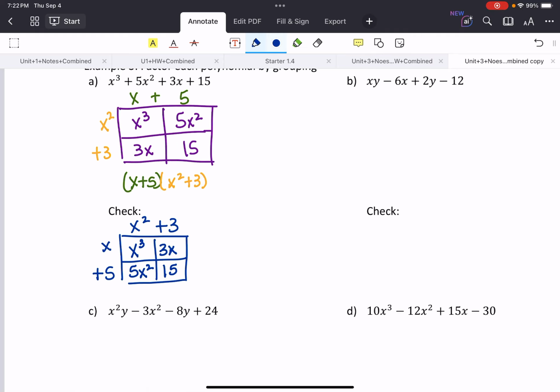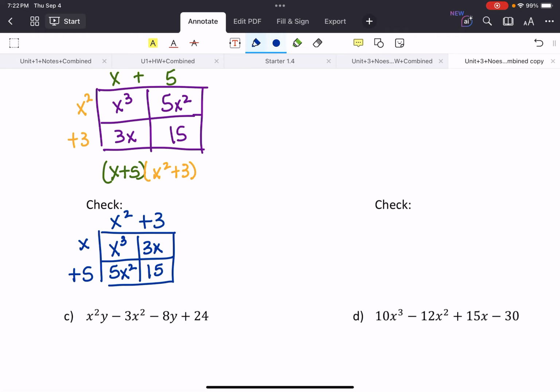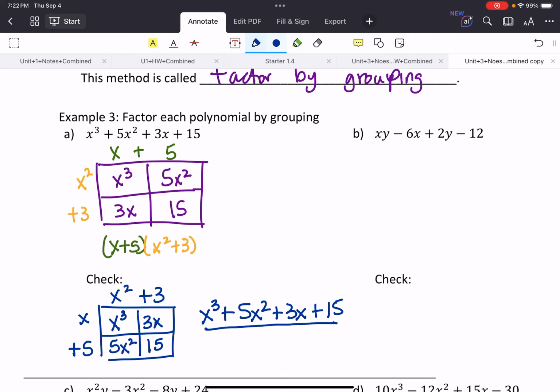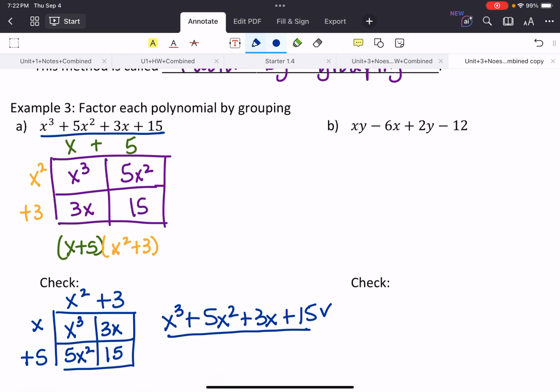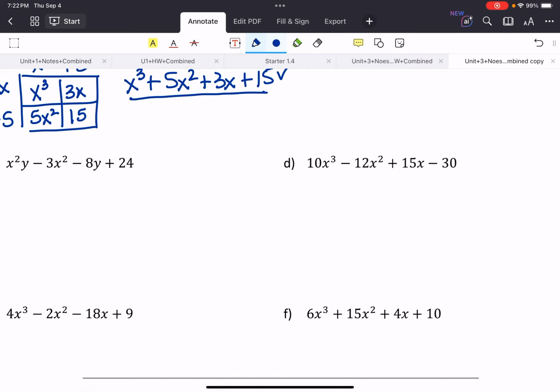Now we're going to add those things together, and I want to put them in standard form. So my highest exponent is going to go first, and then my next highest exponent, and then my last exponent, and then the constant goes last. Now you will see that this number and this number, hey, they match. I did my check. All right, so we're going to look at example number D now.